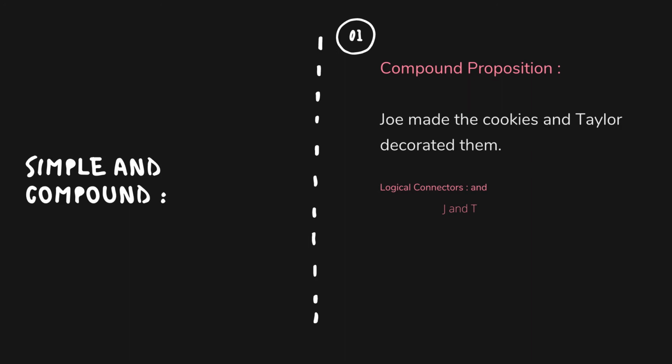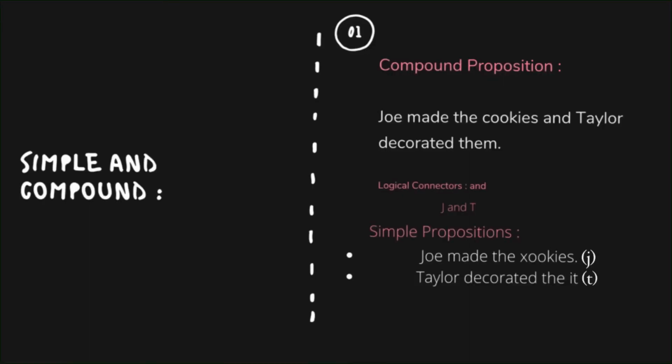Another example, the compound proposition is: Joe made the cookies and Taylor decorated them. The logical connector is and. When we put it in symbols, it is J and T. In simple propositions, the J is Joe made the cookies and the T is Taylor decorated them. And we have two simple propositions in the example above.